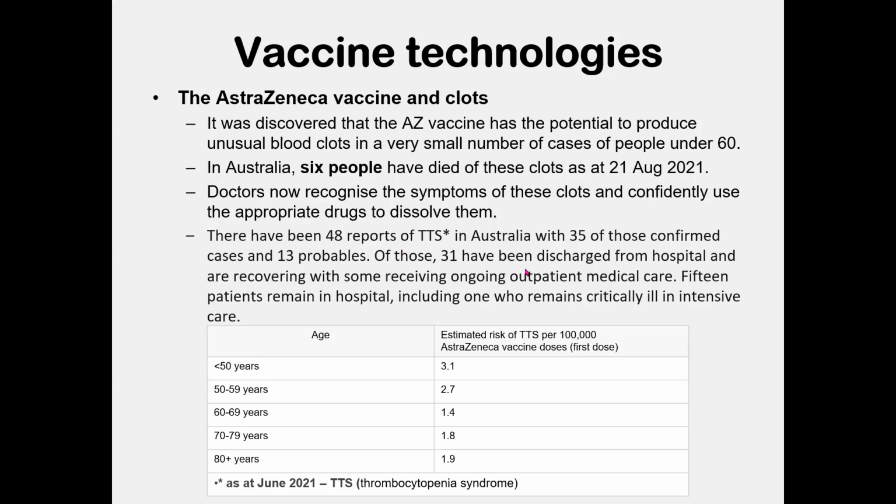Of these, 31 have been discharged from hospital, recovering. 15 remain in hospital. This is at June last year, including one who remains critically ill in intensive care. But so there weren't many, by August, only 6 have died.